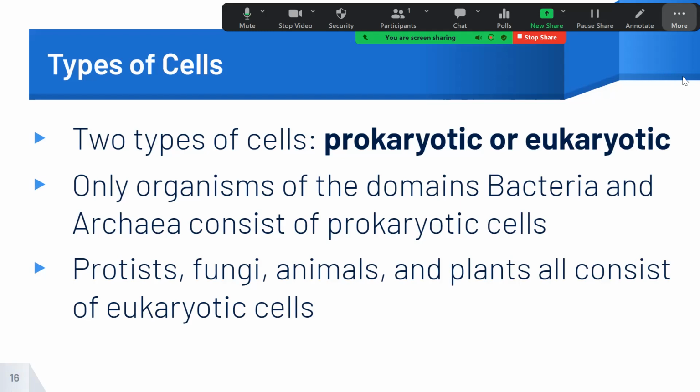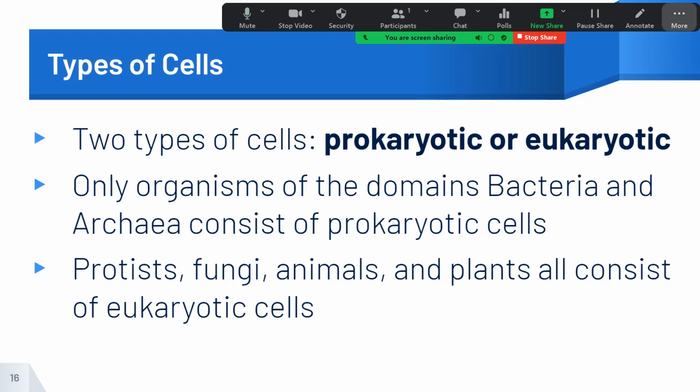There are two types of cells. There are prokaryotic cells and there are eukaryotic cells. And there are 3 domains. Of those 3 domains, 2 of them are prokaryotic, and that's going to be the bacteria and the archaea. They are going to be prokaryotic cells. And then the rest of the kingdoms would fit into the eukaryotic cell type. So protists, fungi, animals, and plants are all going to be eukaryotic cells.